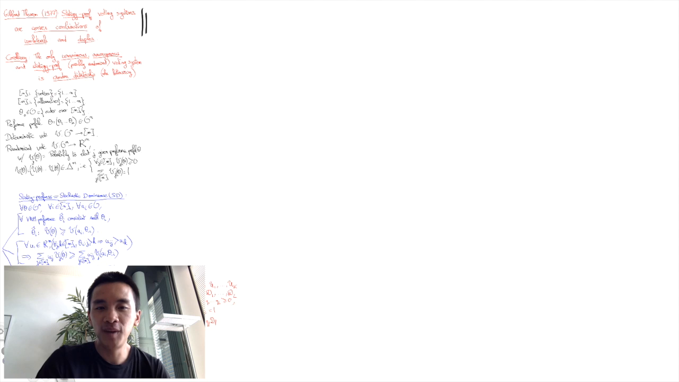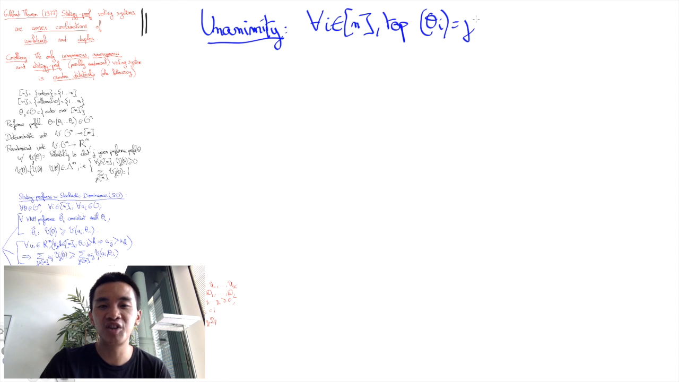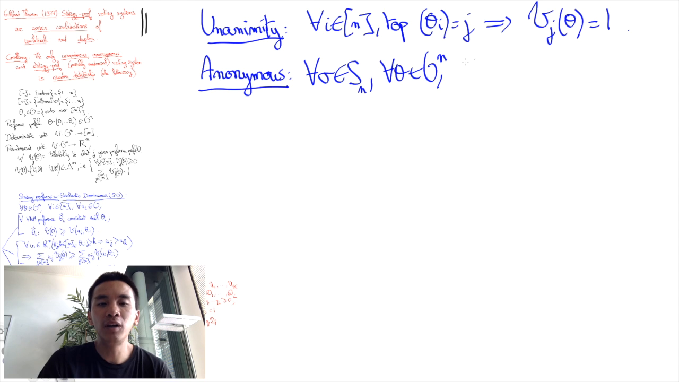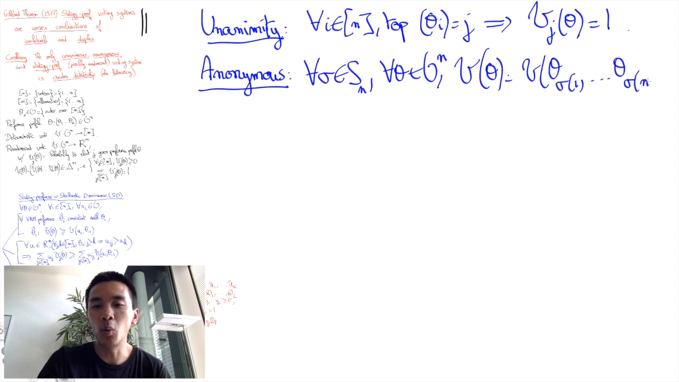Let's now see what happens when we include additional properties. We'll say that V is unanimous when if J is every voter's top choice, then V must elect alternative J with probability 1, that is V_J of theta must be equal to 1. And we'll say that V is anonymous when all voters are treated the same way, i.e. for any permutation sigma in S_n, V of theta must be equal to V of theta sigma 1 until theta of sigma of n. That is, no voter can have a different influence on the outcome than another voter.